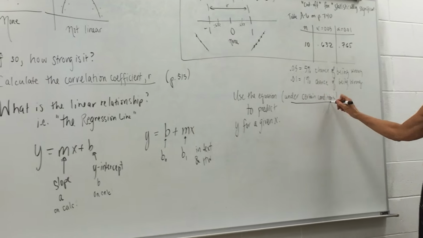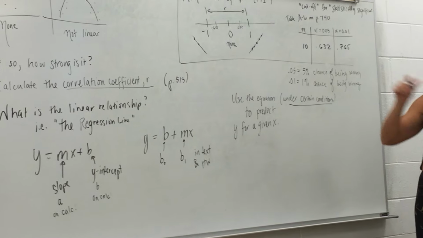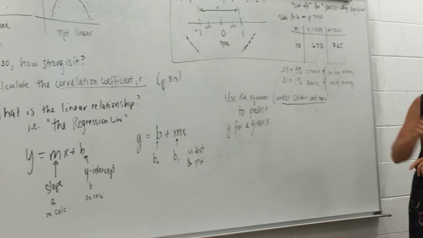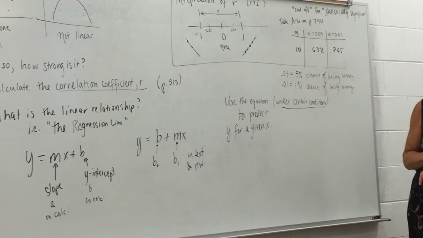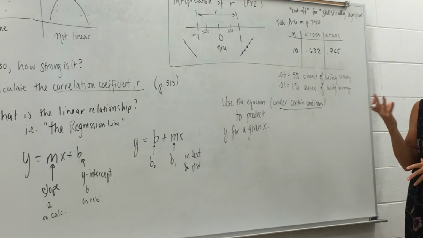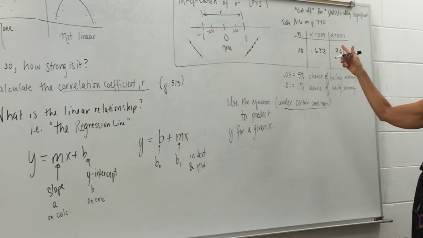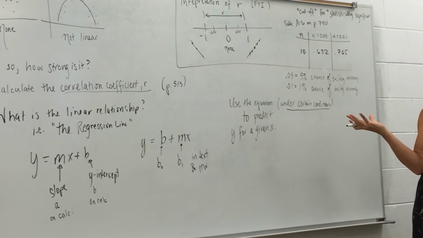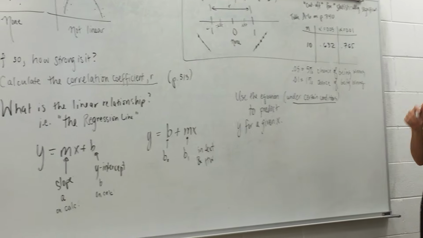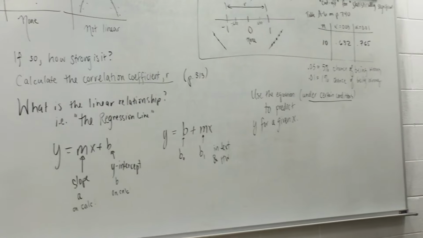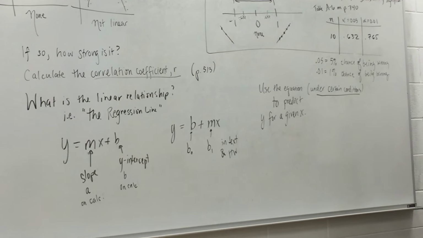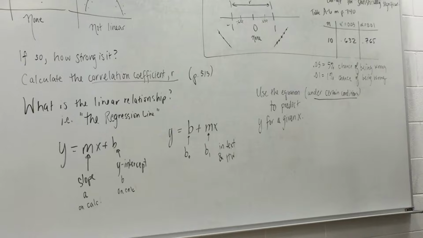Now, the certain conditions. It has to be a significant linear correlation. If it's not a significant linear correlation, then the equation is useless. So that'll be a given for the test and for the homework.